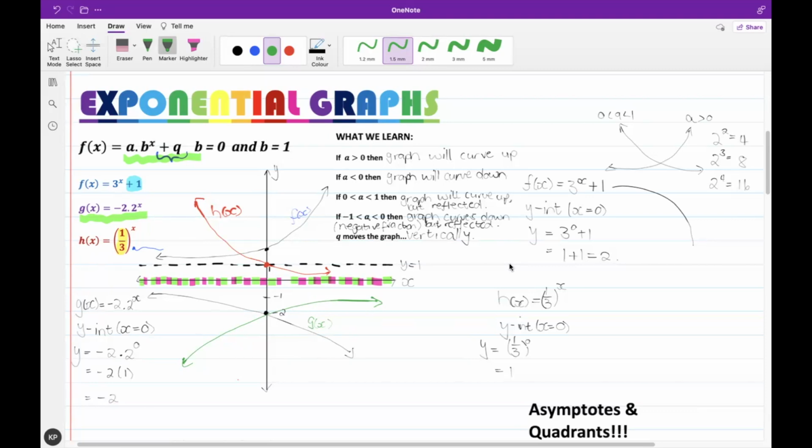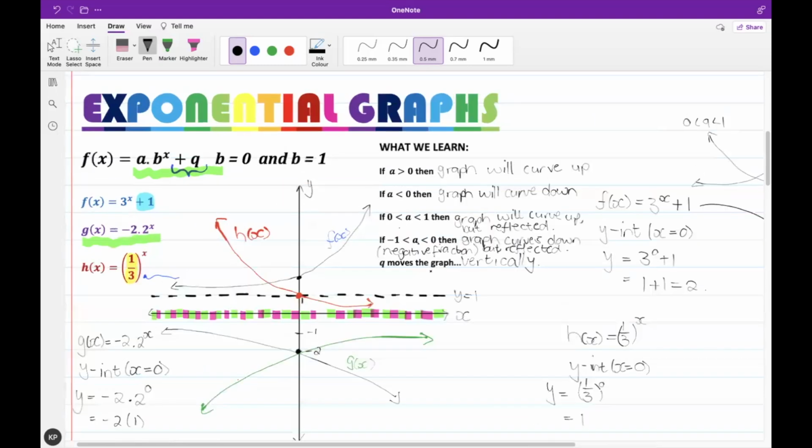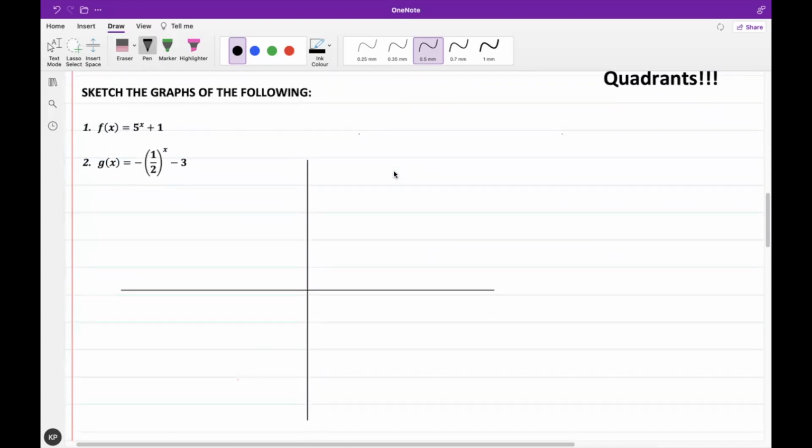All right. So we're good. Let's see. I'm hoping this is getting clearer and clearer. All you need to know is the summary. Okay. A greater than 0, graph curves up. A less than 0, graph curves down. If it's between 0 and 1, it will still curve up, but the other direction. And if it is between -1 and 0, it will still curve down, but in the other direction. And then Q has not changed for all of the graphs that we have done. Plus Q or minus Q moves the graph up or down.